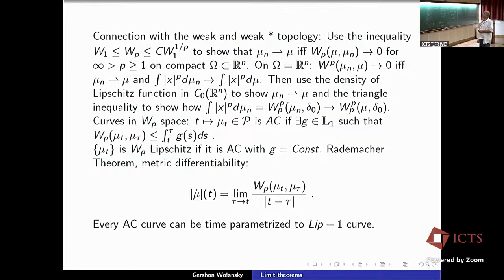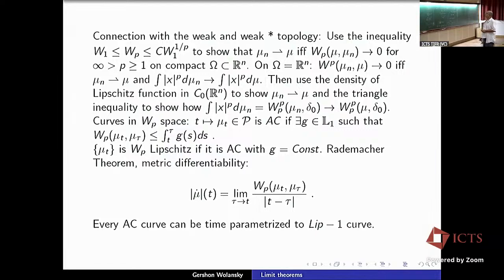And one direction is very easy to see. We use the density of the Lipschitz functions in C0 to show that mu n converges weakly to mu, and the triangle inequality to show that the distance between mu n and delta 0 converges to the distance between mu and delta 0, because the difference between these two will be smaller than the distance between mu n and mu, because we already noted W P is a metric.